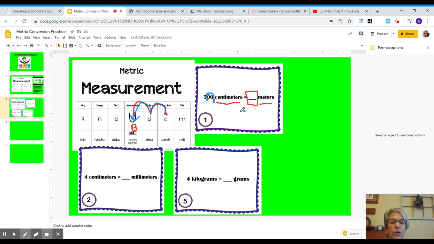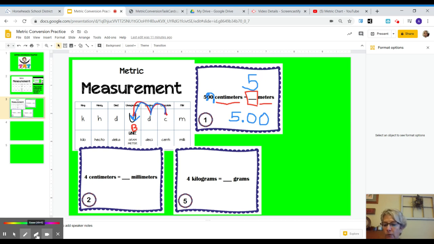Ooh, so it's going to go 5 decimal 0 0. Well, I can get rid of these zeros after the decimal if I want to, but I don't need to. So 500 centimeters equals 5 meters. Pretty cool, isn't it? Because all I got to do is bump my decimal.